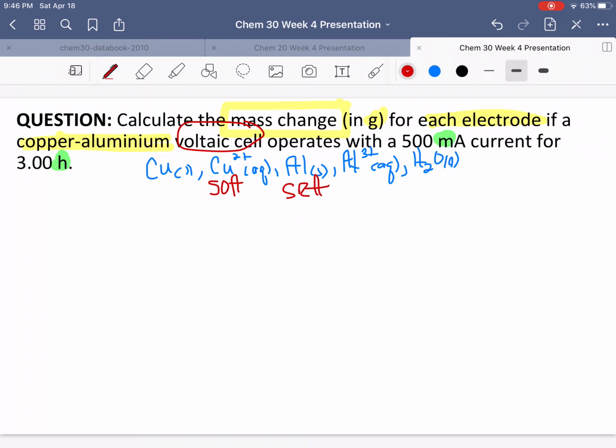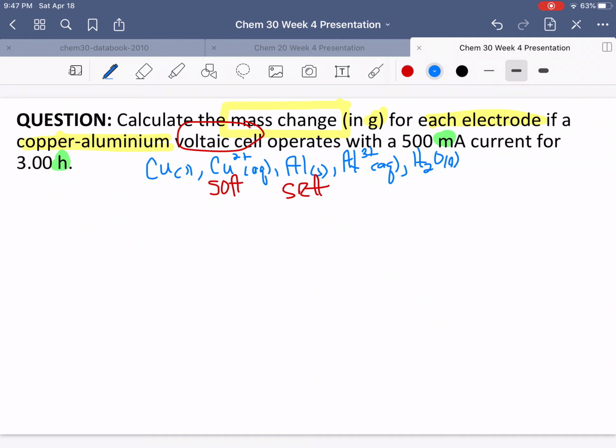Alrighty, what does this mean? This means that we're trying to find out which electrode is gaining and losing, that I have to make sure I correctly identified that SOA as the cathode and that SRA as the anode. We'll get more into that in a moment. First things first, let's play with some givens and some calculations.